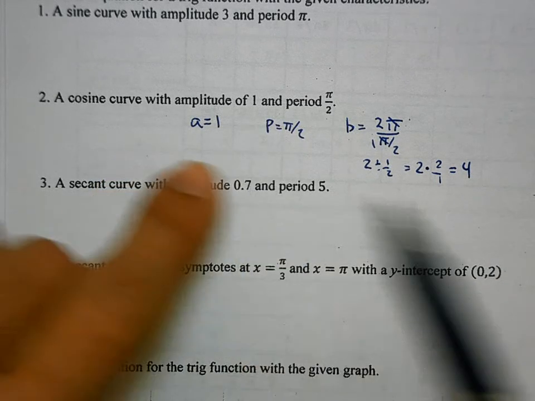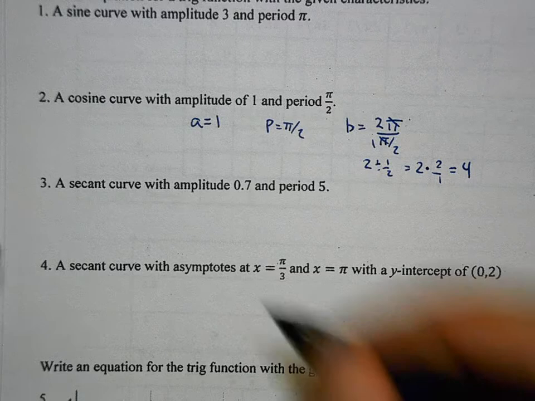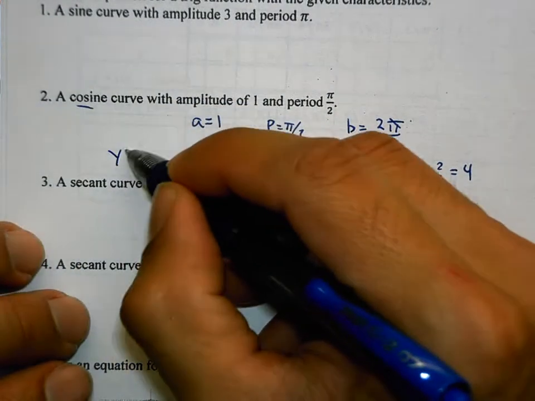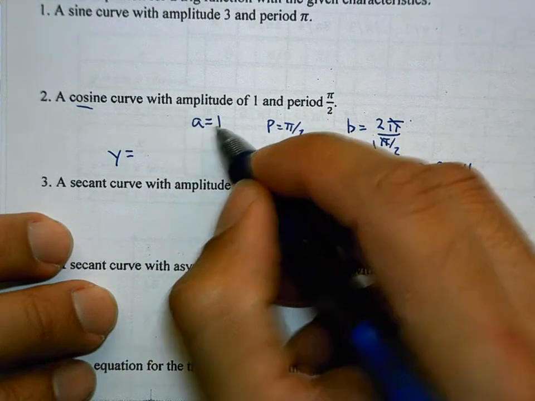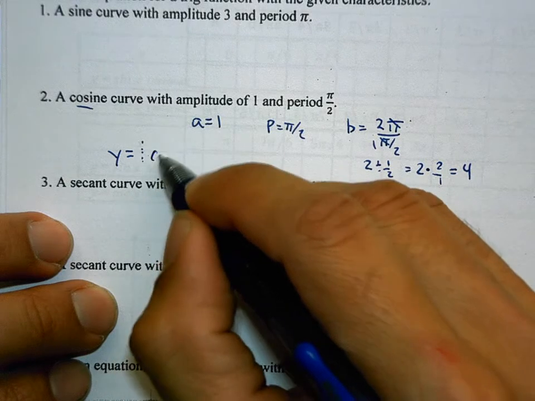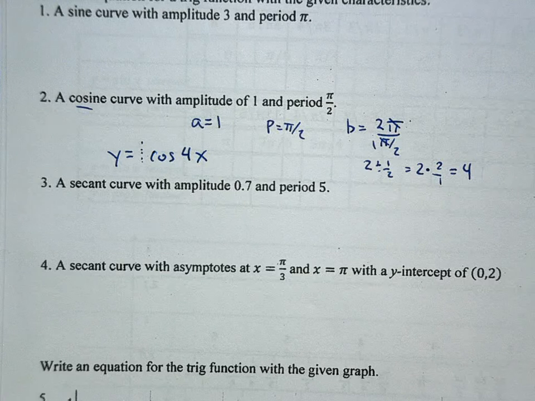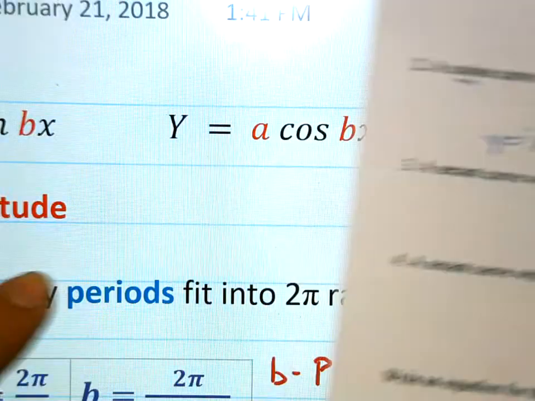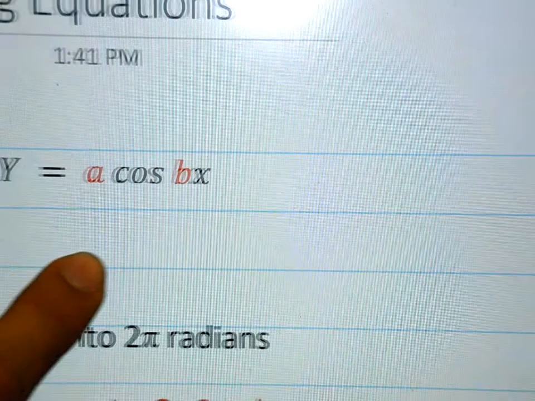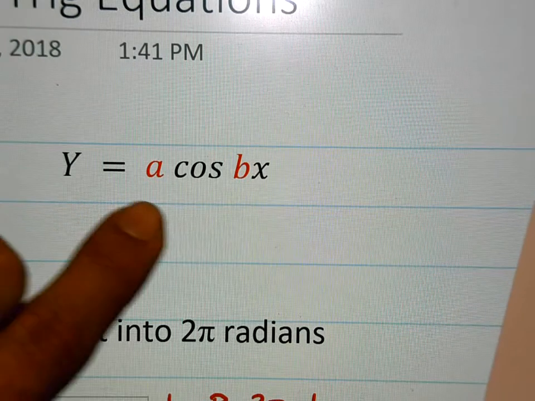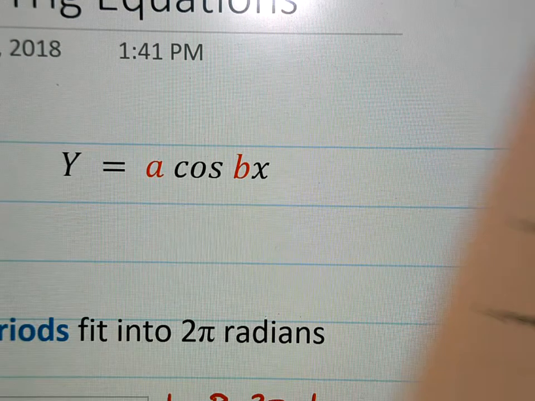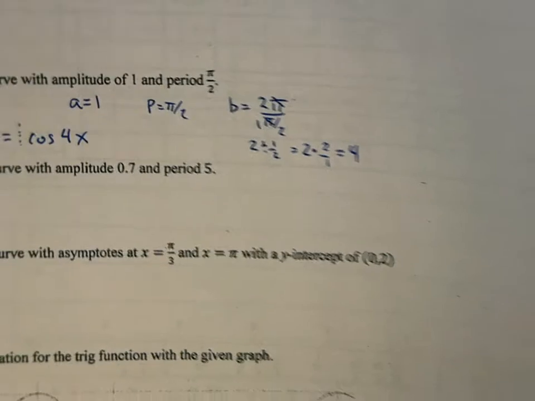If you know your A and you know your B, you can write the equation. It's a cosine curve. Y equals, do I have to write the 1? No. Cosine of 4x. This is what multiplies the x. We're putting this into the form of y equals something cosine bx, just like we wrote down in the notes. That was number 2. Let's do number 4 next.